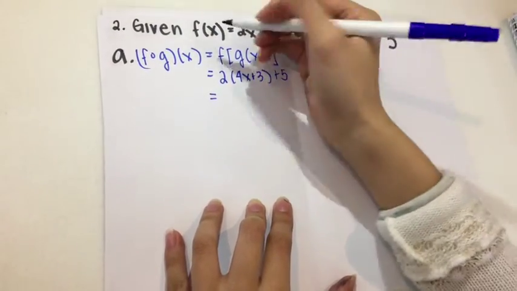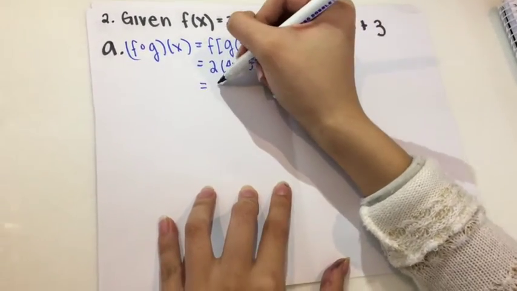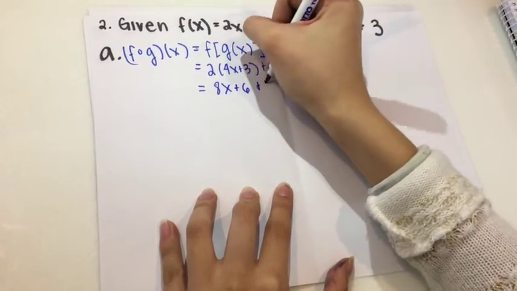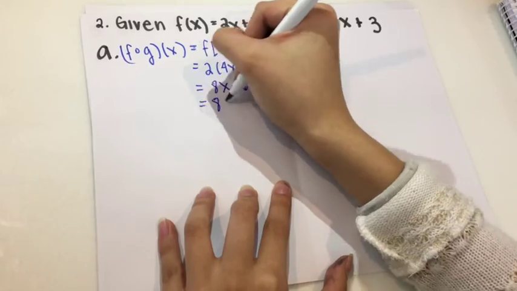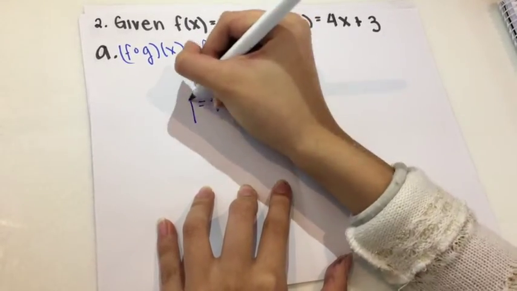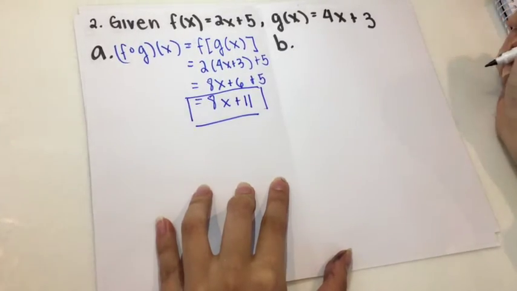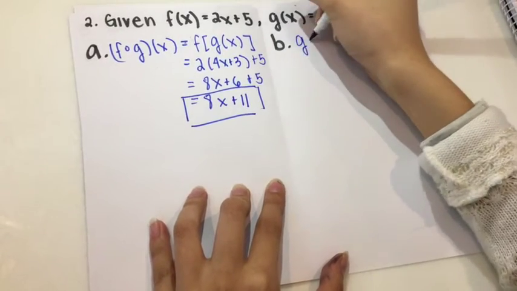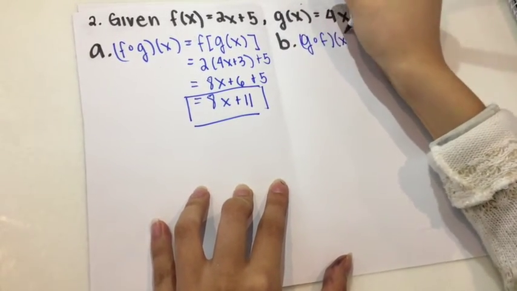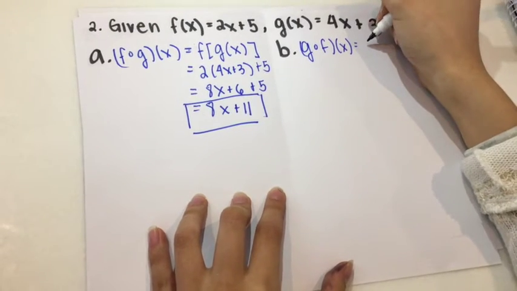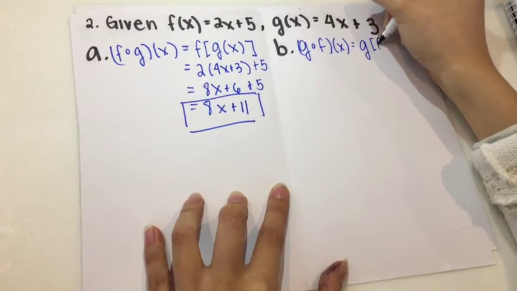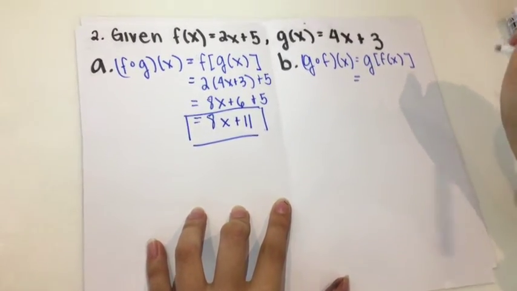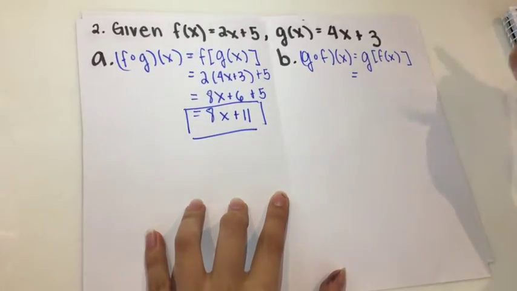Next, distribute. So 2 times 4x is 8x, 2 times 3 is 6, plus 5, and then simplify. 8x plus 11. This is the final answer. Okay, so since we found f of g of x, let's find g of f of x. From the formula, we know that it can also be written like this. So now, we're going to plug in all the values of f of x in the x values of g.